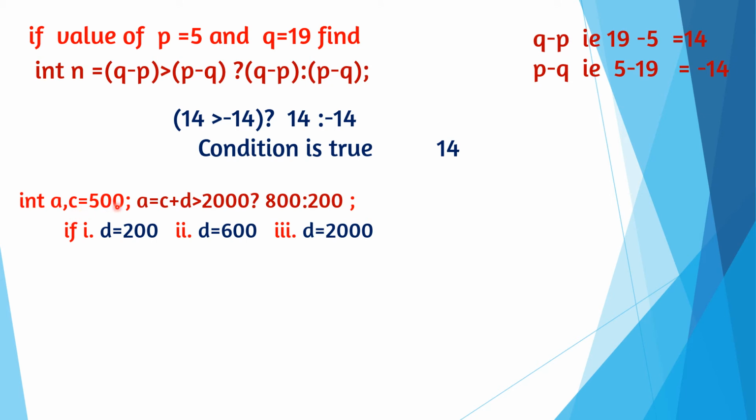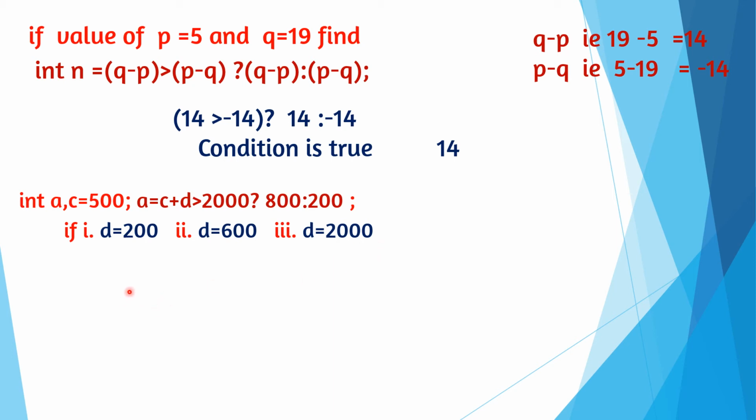The next question: int A, C. C is equal to 500, and A is equal to C plus D. D's value is given in the options. If the condition is greater than 2000, then the first option, 800, will be the answer, otherwise 200. So now we have to find the value of C plus D. Three options are given, that means three answers will be here.